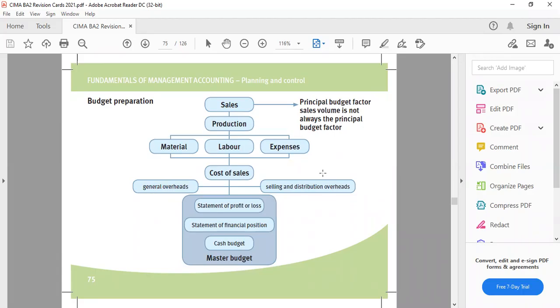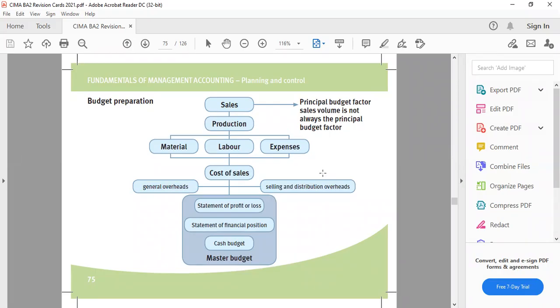After that, the overheads which are incurred at the administration level and the overheads incurred at the selling and distribution level, all of them together make it possible to prepare a budgeted income statement. A budgeted profit and loss account can be prepared, because every component of the income statement, starting from sales, cost of sales, then every other aspect is estimated and the budget is prepared. So a budgeted income statement also can be prepared.